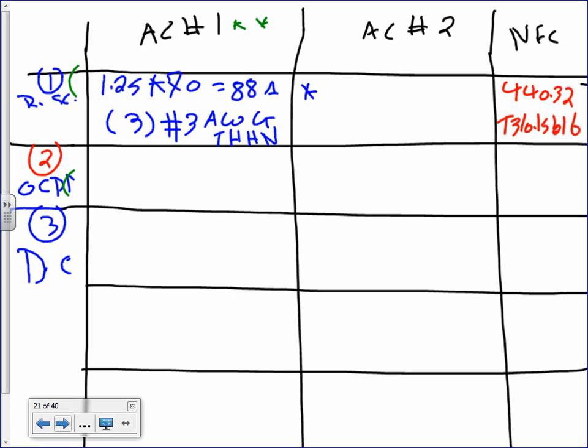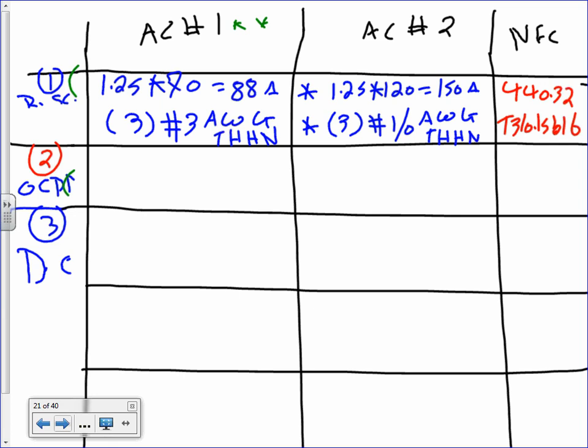Okay, same thing for the second one here. So it will be 1.25 times 120, and that will get you a healthy 150 amps. And from 150, it will give you three conductors, number 1/0 AWG THHN. So that's basically what you get.